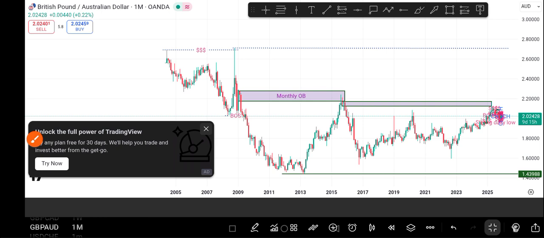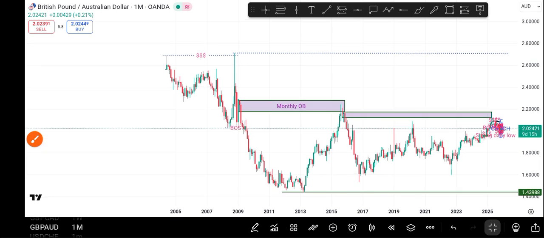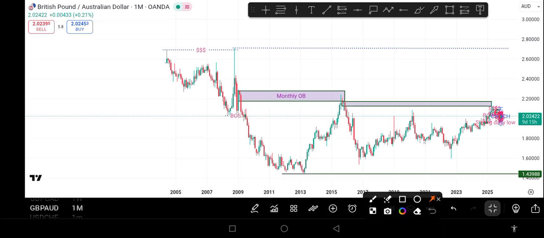For example, let me remove this. For example, look at this. There is a break of structure at this point, right? But this break of structure never took any liquidity above here. I'm not seeing a clear liquidity that was taken. So this one becomes our liquidity. This point becomes our liquidity, and any point above it.